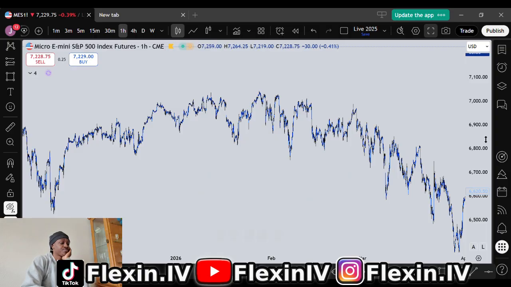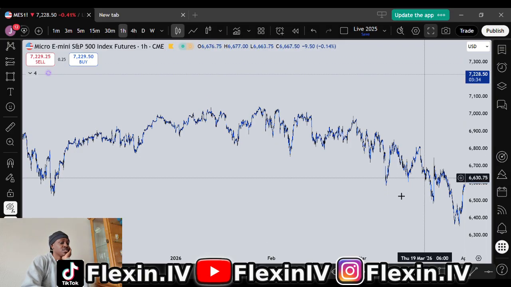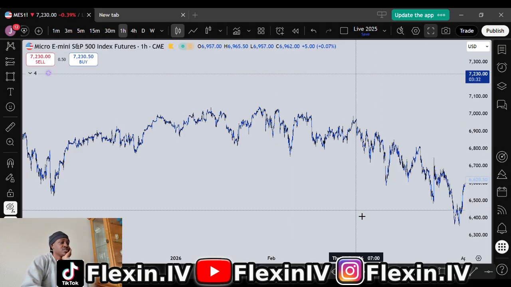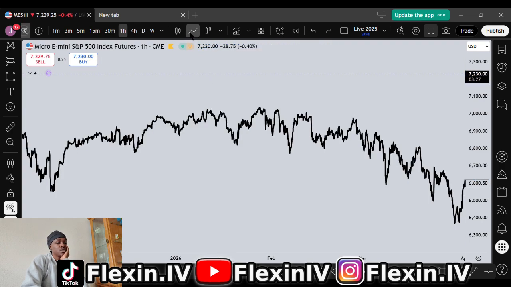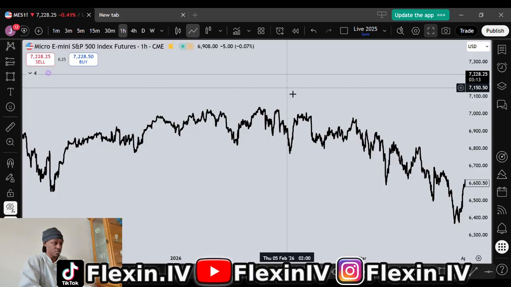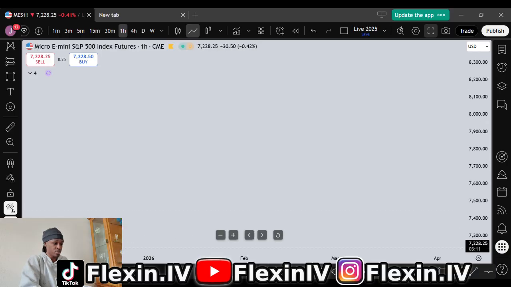So, what I like to do when I first get to the chart is I like to go to the line chart. Okay. Now, for the line chart, it just makes things a lot easier to see than the candlesticks. For a beginner level, once you get to advanced level, look at the candlesticks because you'll get more precise levels. Okay. Now, let me move up real quick and let's go over support and resistance.